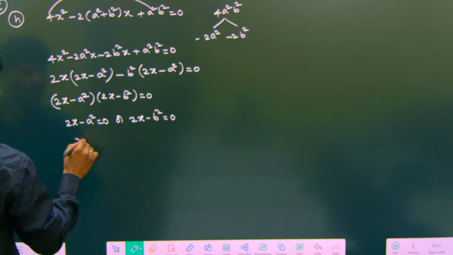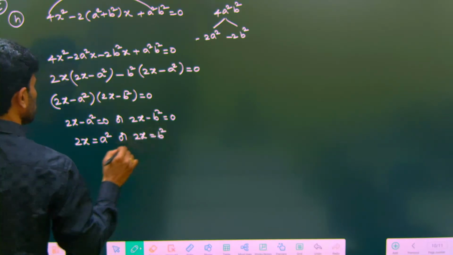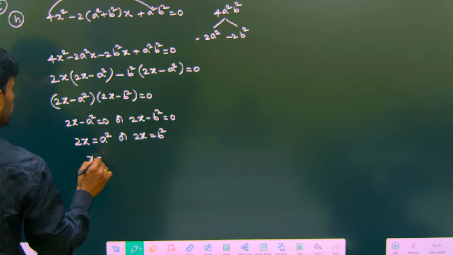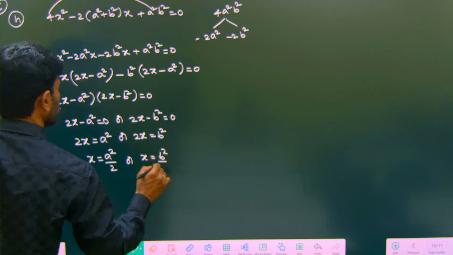2x is equal to a squared, or 2x is equal to b squared. So x is equal to a squared by 2, or x is equal to b squared by 2.